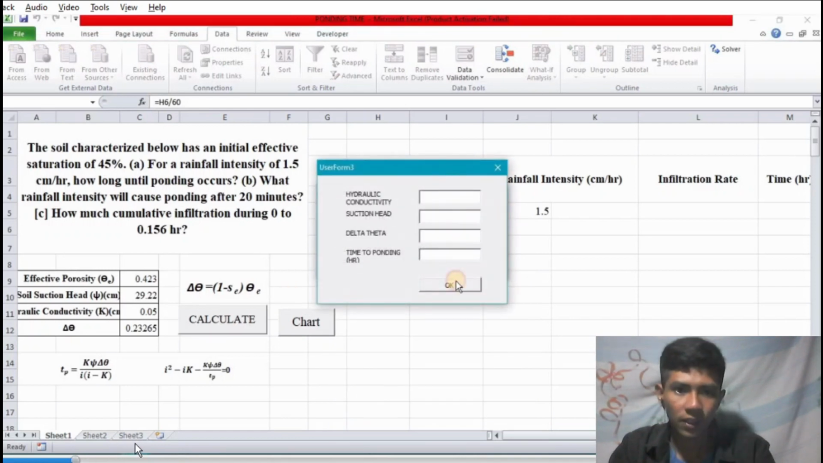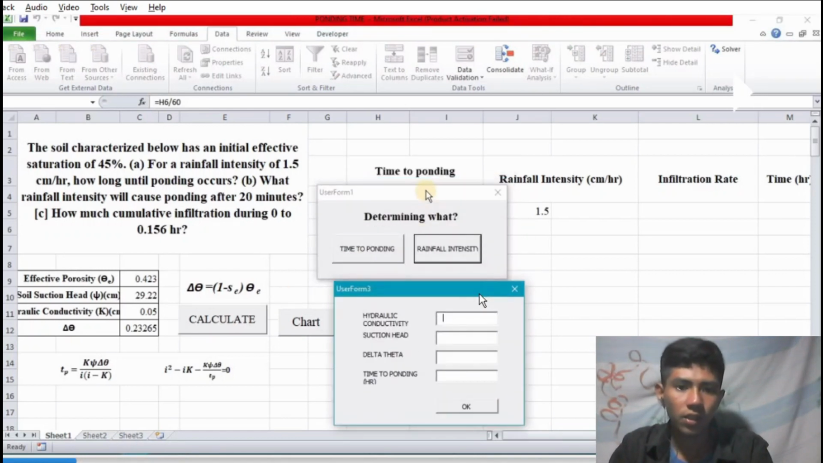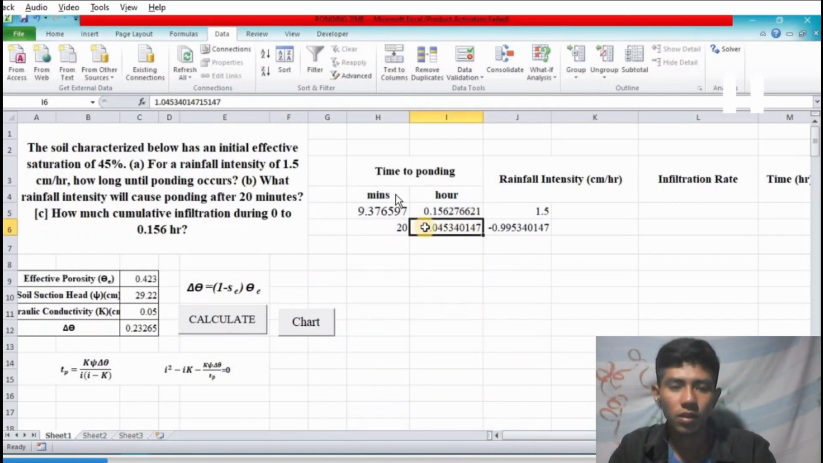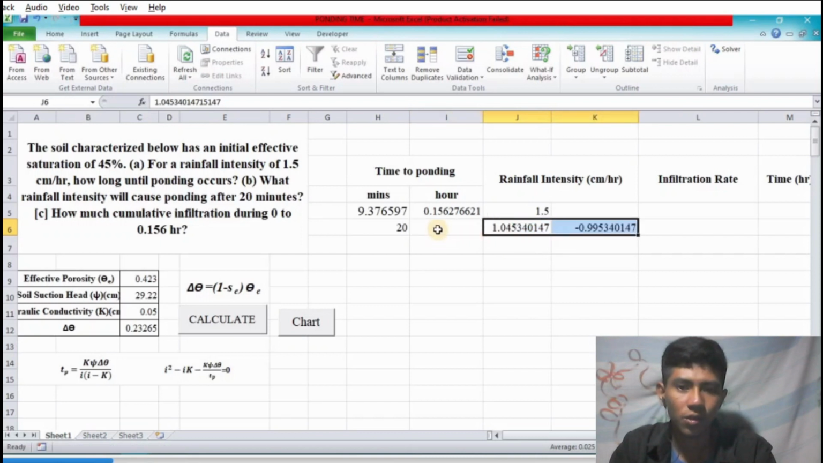Rainfall intensity, hydraulic conductivity 0.05, suction 29.22, delta theta 0.23265. Time to ponding is 0.333 hours, or the 20 minutes. We've been given this 20 minutes. So look at this, it's misplaced. I'm so sorry, but this is the answer.